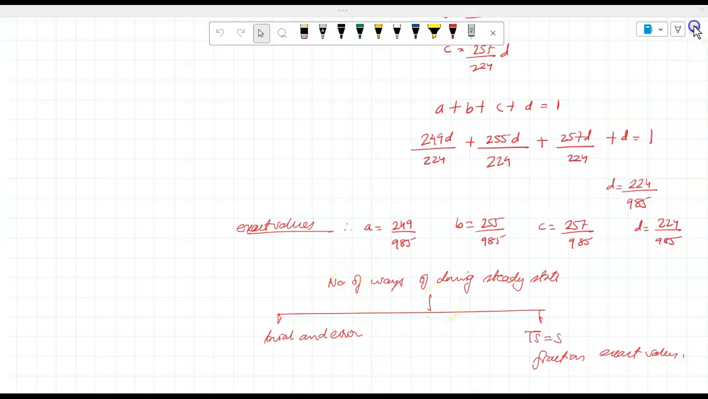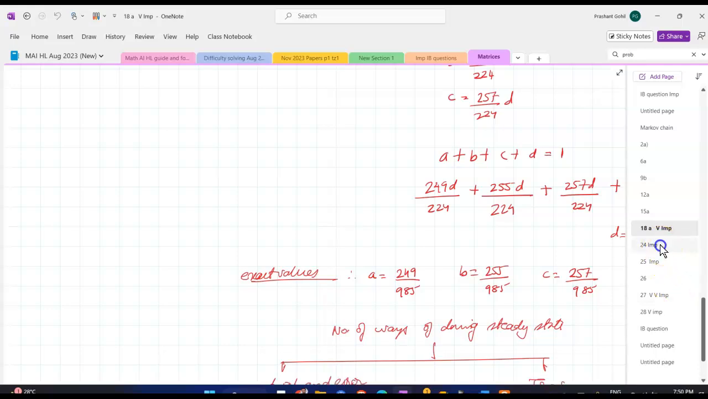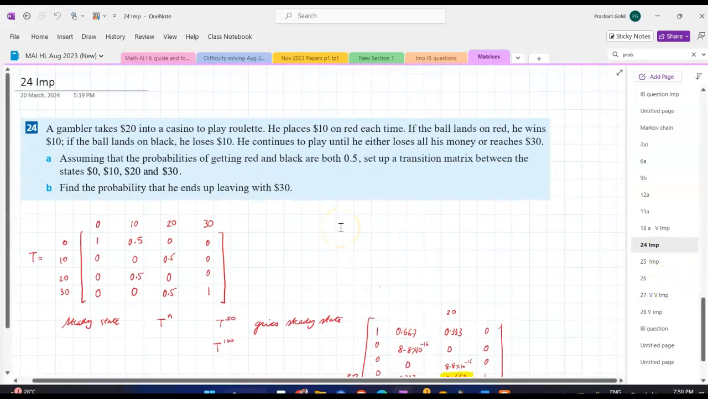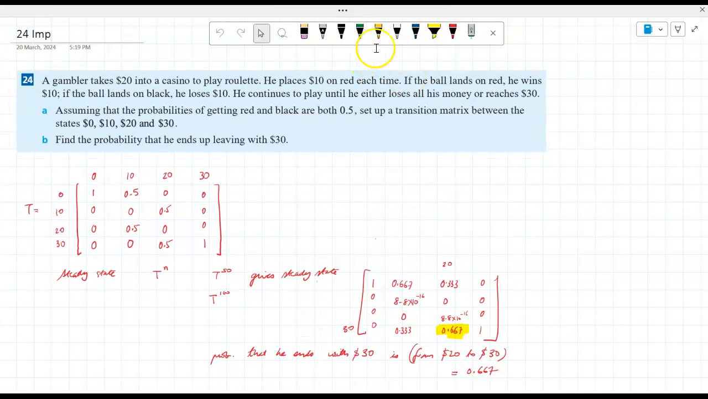Now further going down in the transition matrix, this is also important. A gambler takes $20 in a casino to play roulette. He places $10 on red each time. If it lands on red, he wins $10. If it lands on black, he loses $10. He continues to play until he either loses his money or reaches $30. So basically, the probabilities of getting red and black are both 0.5. Now he starts.